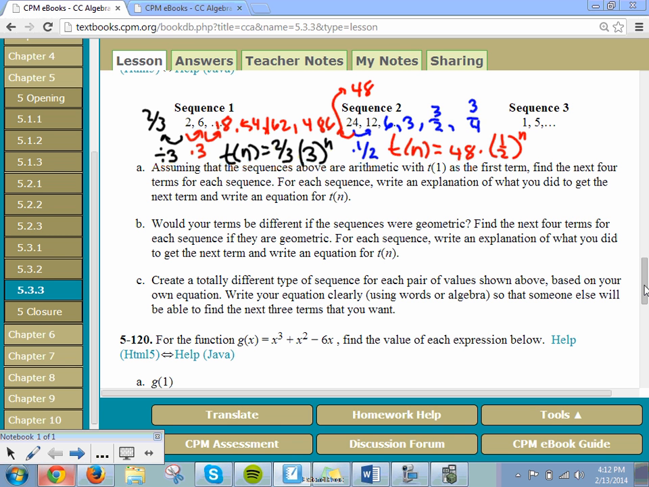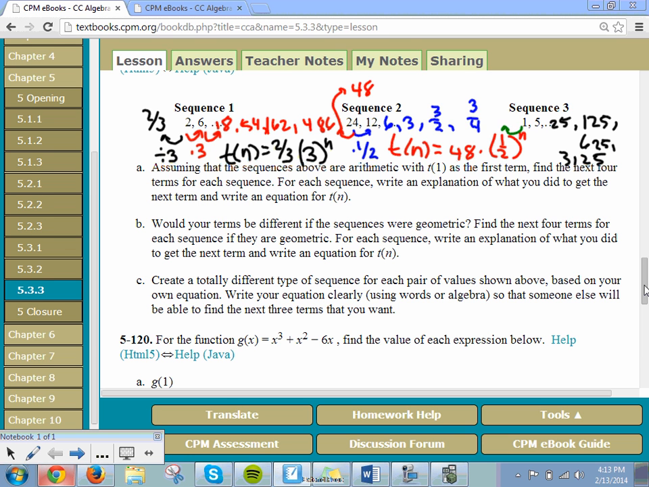Sequence 3 is a little tricky because we're trying to figure out what we need to multiply 1 by to get 5. Actually, that's not too bad after all. We know that we're going to multiply it by 5 each time. So 5 times 5 is 25. 25 times 5 is 125. 125 times 5 is 625, and then times 5 is 3,125.